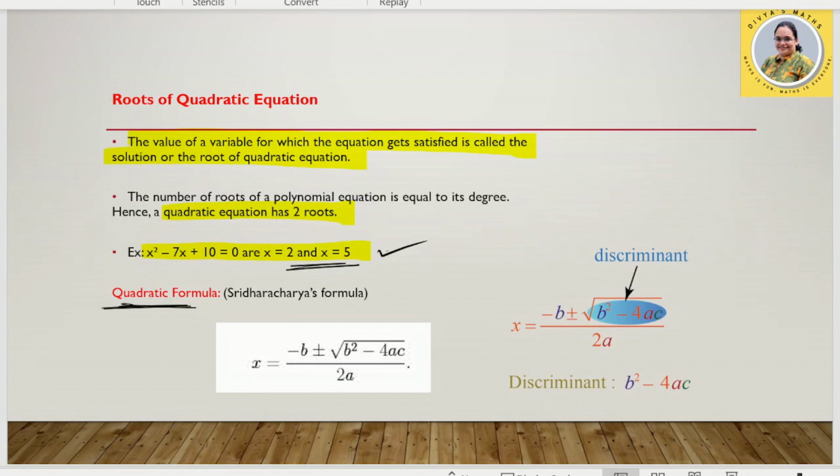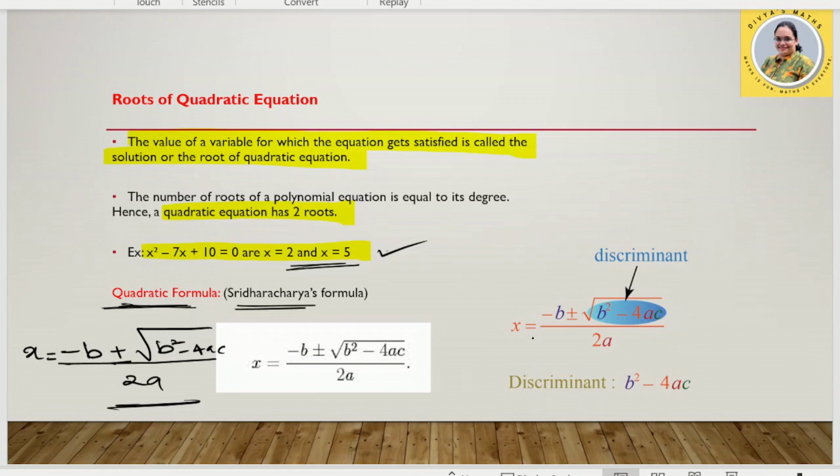So this formula is x equals minus b plus or minus root of b square minus 4ac by 2a. This formula was given by Sridharacharya. He is an Indian mathematician. So this formula is known as Sridharacharya's formula, or you can call it the quadratic formula.